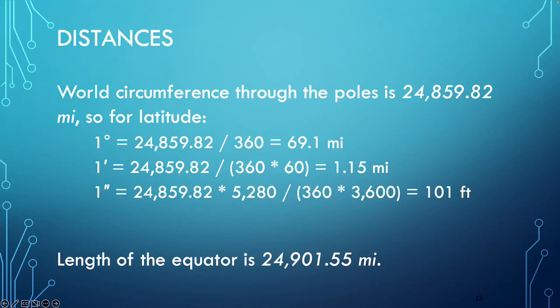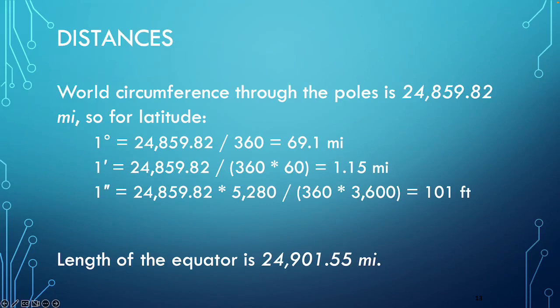So a degree of latitude is 69.1 miles roughly. You divide that by 60, it's roughly a little over a mile for a minute, and a second is a little bit more than 100 feet. These aren't super important that you know these. It's just to know that the Earth changes a little bit.